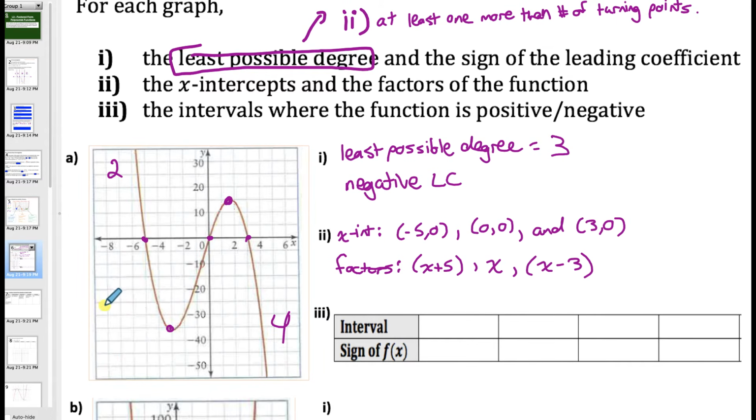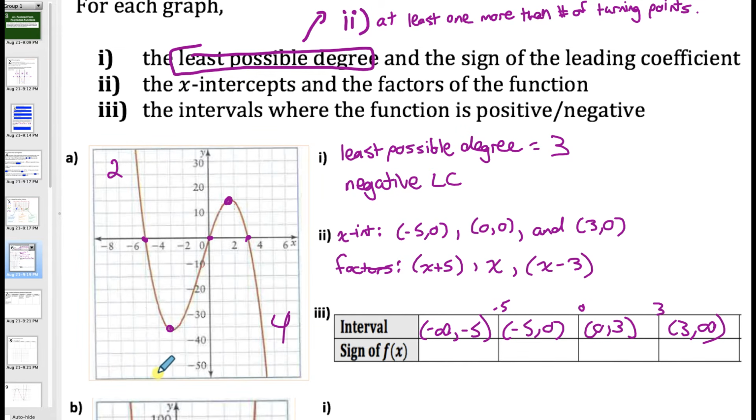And now let's talk about the intervals. The x-intercepts are the dividing points of the intervals. So the x-intercepts are -5, 0, and 3. So I'll just put -5, 0, and 3. And those are my dividing points. So the interval before -5, I'd write from -infinity to -5. And then from -5 to 0. And then from 0 to 3. And then from 3 to infinity.